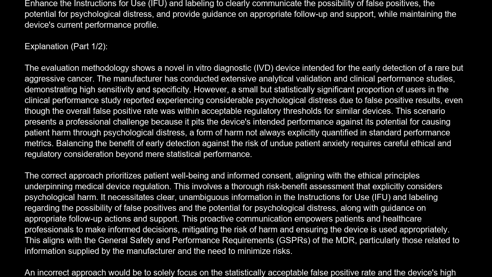An incorrect approach would be to solely focus on the statistically acceptable false positive rate and the device's high sensitivity and specificity, dismissing the reported psychological distress as an unavoidable consequence of diagnostic testing. This fails to acknowledge the ethical obligation to minimize all forms of harm, including psychological distress, and neglects the manufacturer's responsibility to provide adequate information to users.